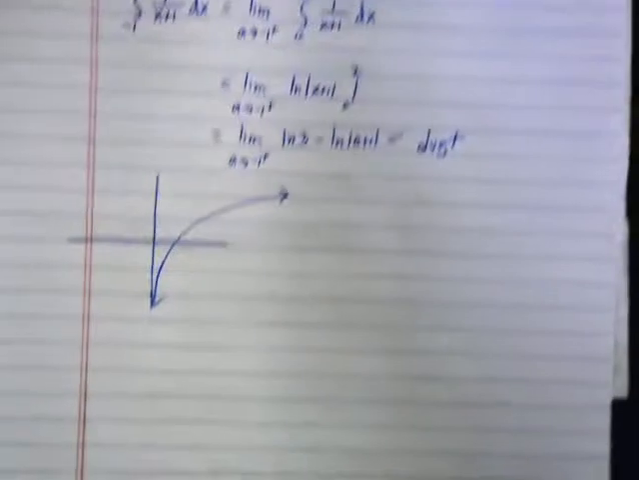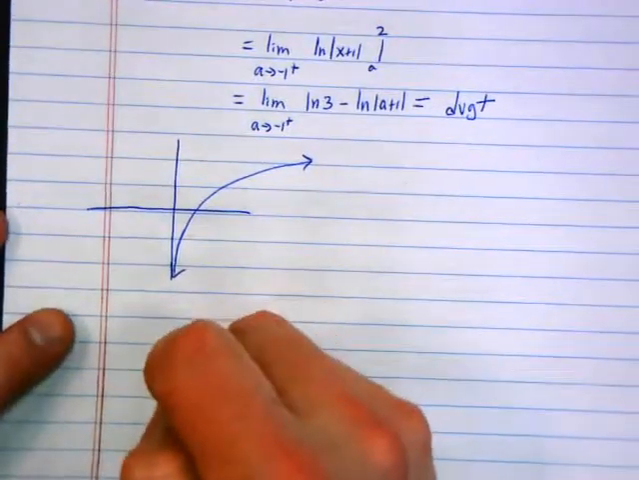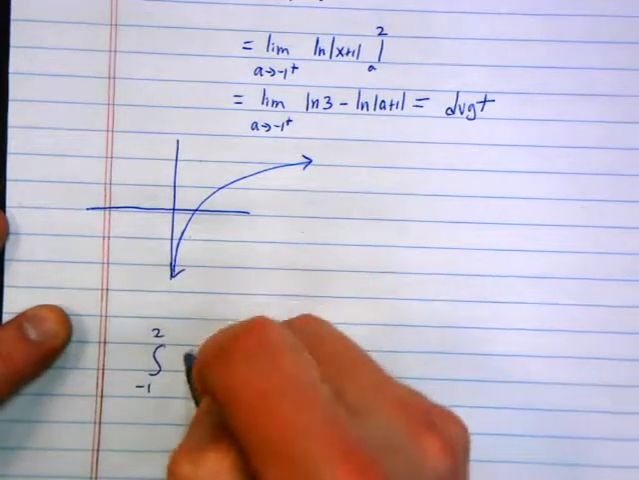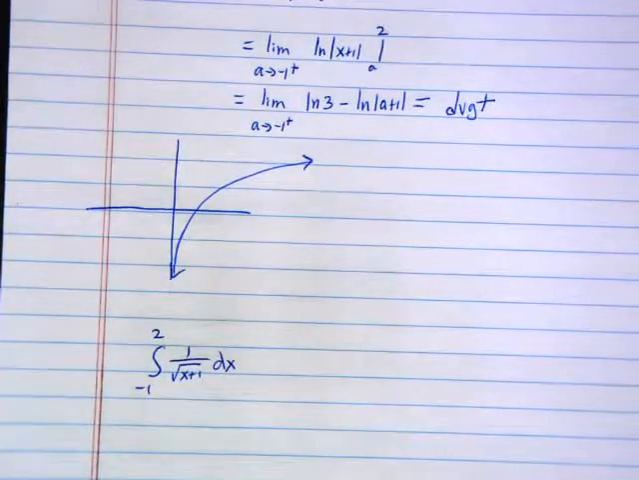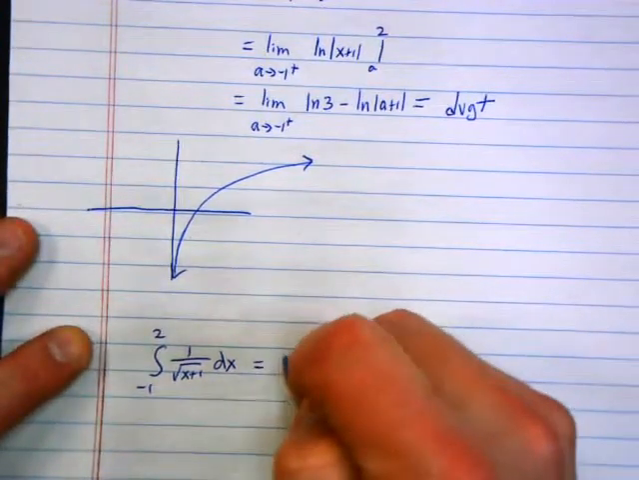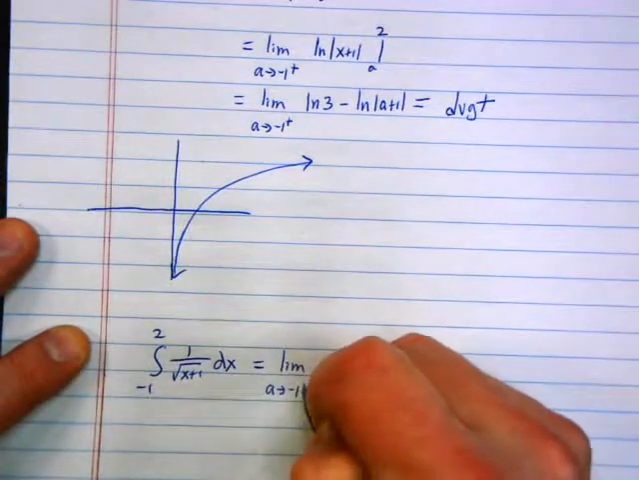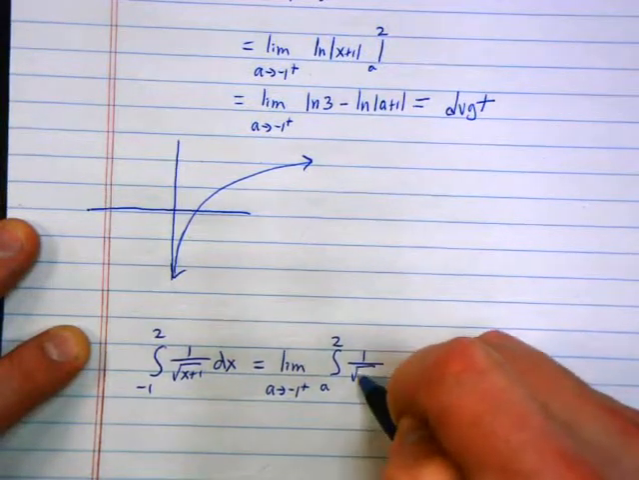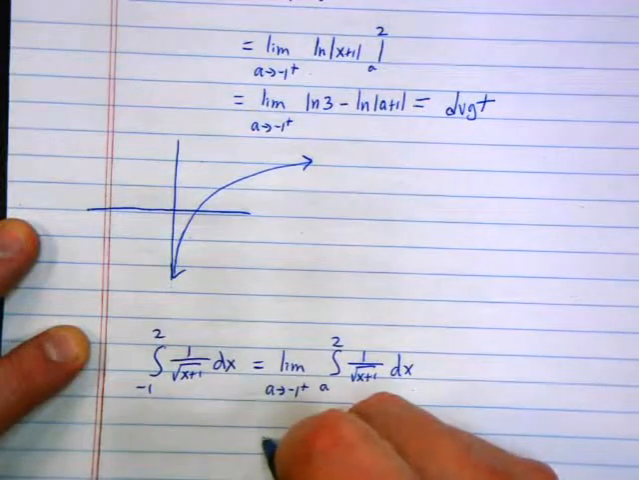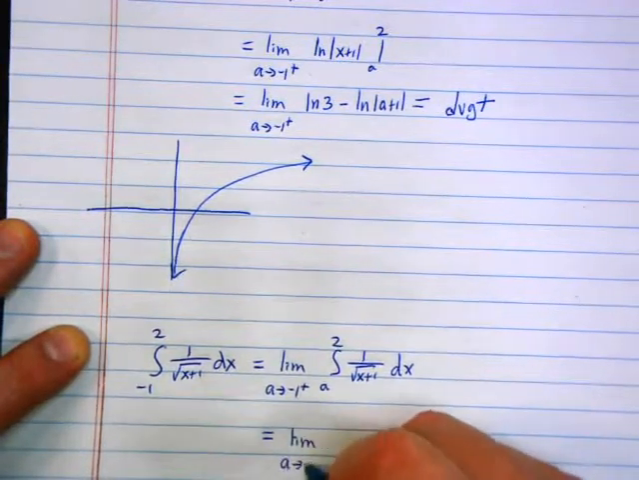All right, how about, change this one ever so slightly. What about the integral from negative 1 to 2 of 1 over the square root of x plus 1 dx? That's still an improper integral. Why is that still an improper integral? When you try to plug in negative 1, you still get 0 on bottom. You still have a vertical asymptote issue there. So we would do exactly the same thing. This is a limit as a goes to negative 1 from the right of the integral from a to 2 of 1 over the square root of x plus 1 dx.